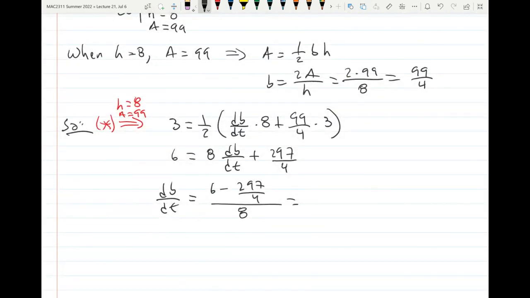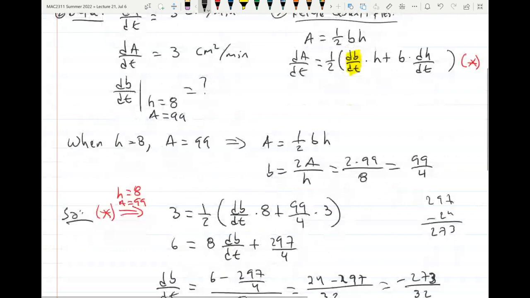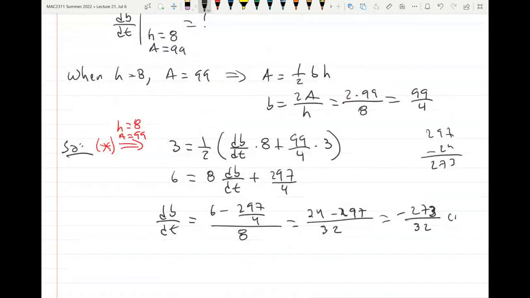There it is. Okay, so we have, what is it? 24 over 4 times 8, so that's 24 minus 297 over 32. And then 297 minus 24, that's 273. So that's negative 273 over 32. I just want to put the final answer to make sure that it will take. And this is centimeters per minute.